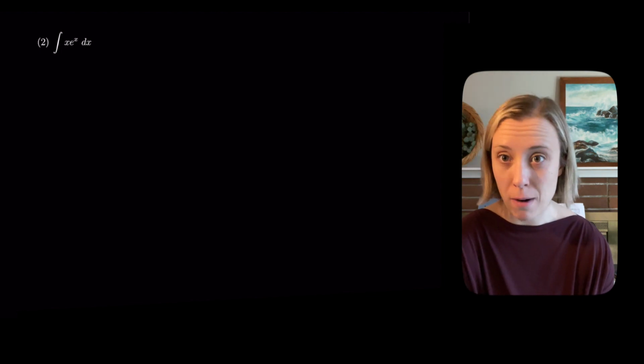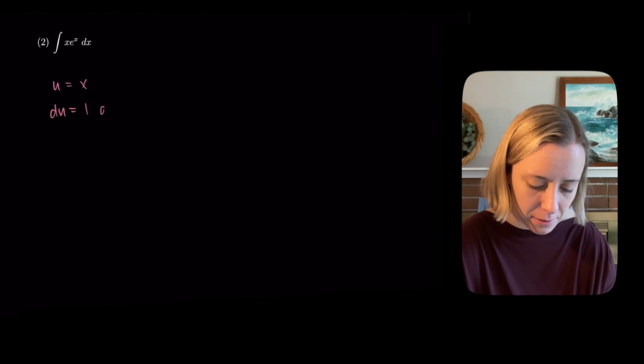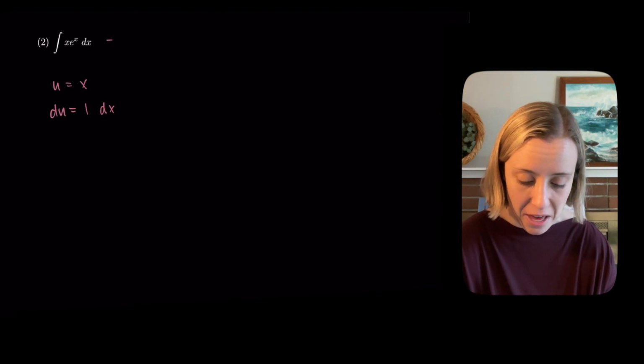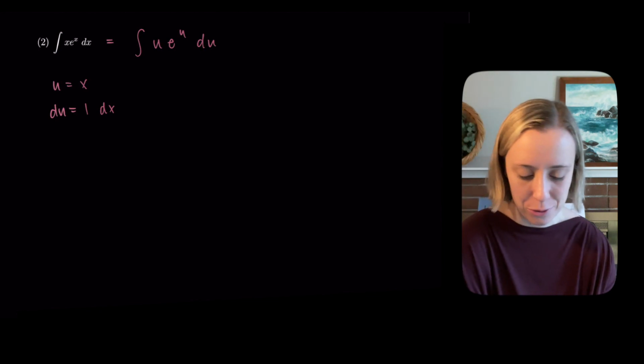But let's just try to think about how we might do this with u-substitution. So maybe you're like, I'm not really sure. Can I let u be x? Can I just do a u-substitution? Well, then du is 1 dx. And so I could then rewrite this whole thing as just u, and then I'd have e to the u du, but that didn't really do anything, right? I just replaced all the x's with u's.